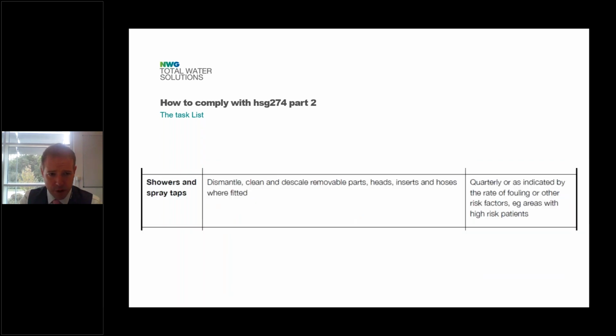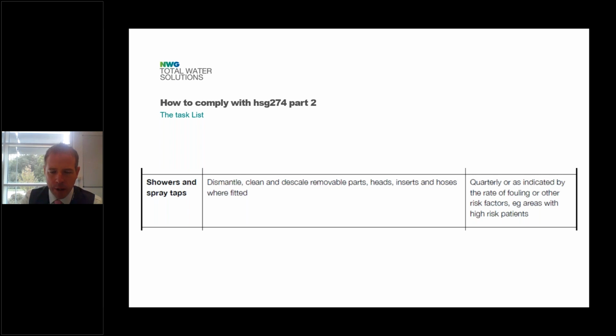A little bit more information there, and that's on page 32, I've got it next to me now. Showers and spray taps: dismantle, clean and descale removable parts, heads, inserts and hoses where fitted, quarterly, or as indicated by the rate of fouling or other risk factors, e.g. areas with high risk patients.